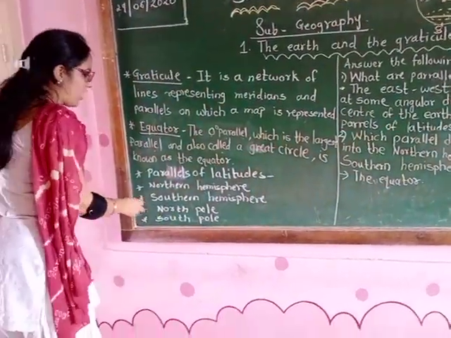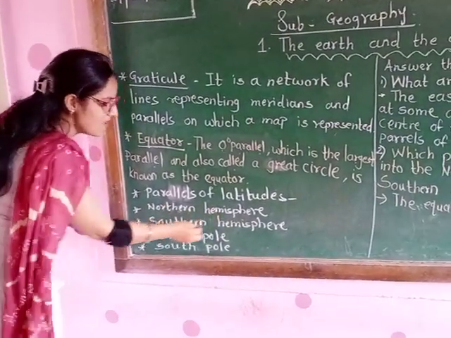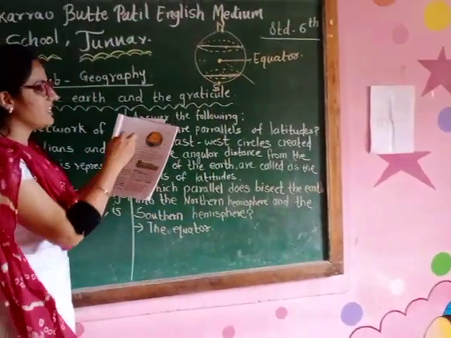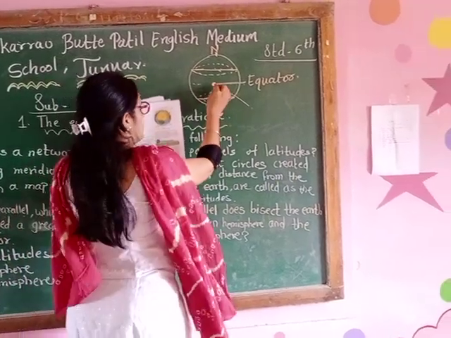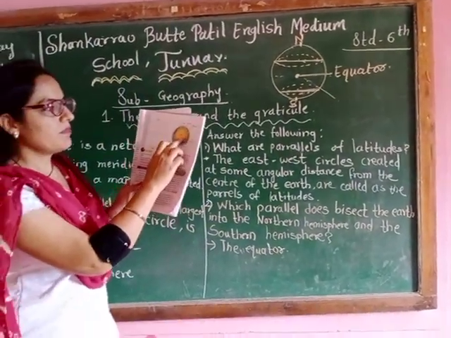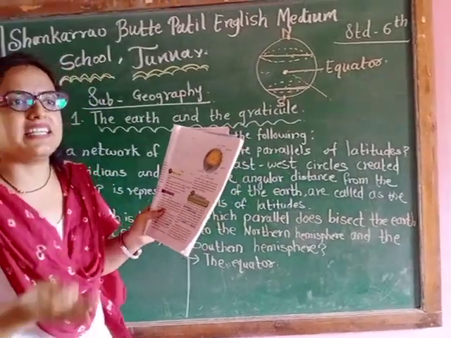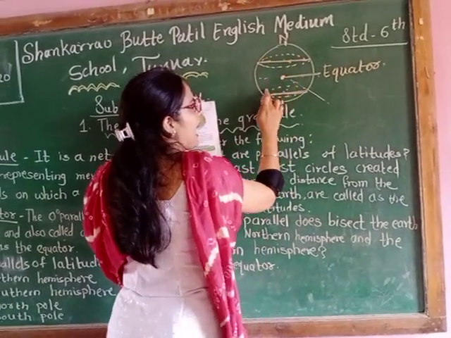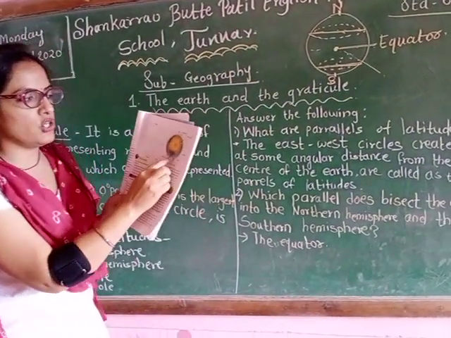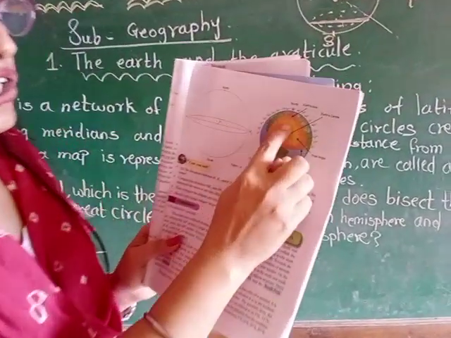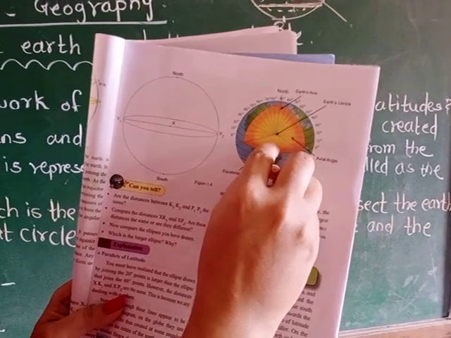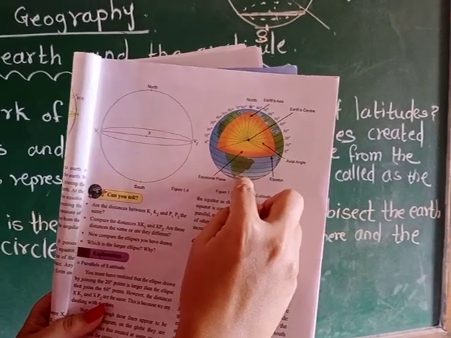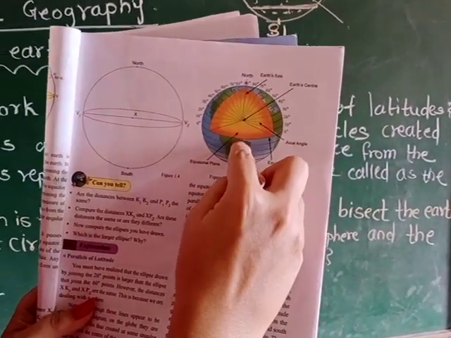Now, as I said, today we are going to learn about the northern hemisphere, southern hemisphere, North Pole and South Pole. So here also, in this figure, this equator bisects, means divides, the figure into two hemispheres, called the northern hemisphere and the southern hemisphere. This is your southern hemisphere, this is your northern hemisphere.